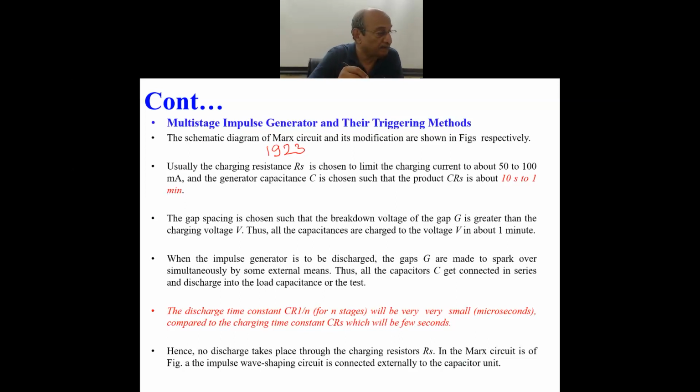This you can omit. The gap spacing between the sphere gaps is chosen such that the breakdown voltage of the gap is greater than the charging voltage. You can put the sphere gaps in each stage. When we are talking about a multi-stage generator, each stage would have an identical sphere gap, and the setting is done in such a way that the gap distance is set for the higher voltage required for breakdown. That means when you set a gap and you set a voltage, at that voltage it should not lead to breakdown.